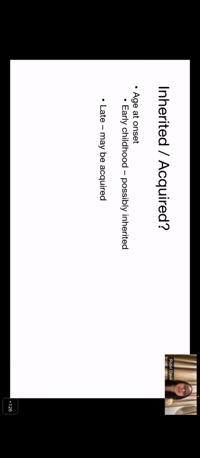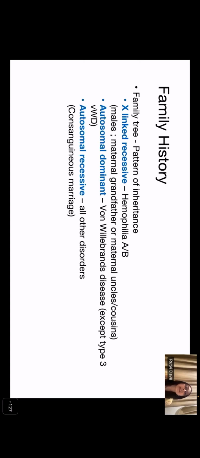For example, if the patient has a history of bleeding since early childhood, it is most likely inherited, whereas if there is a history of onset of bleeding only late, it is acquired. Family history: if there is a history of males on the maternal side being affected, like maternal grandfather, maternal uncles, or maternal cousins, you're likely dealing with an X-linked recessive. And hemophilia A or B are the only two X-linked recessive inherited bleeding disorders.